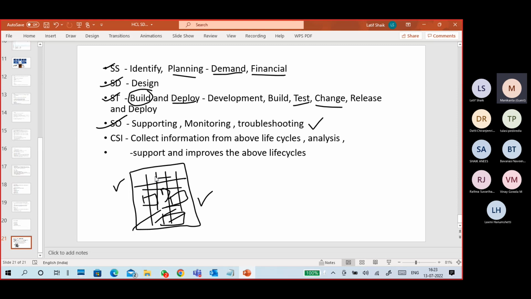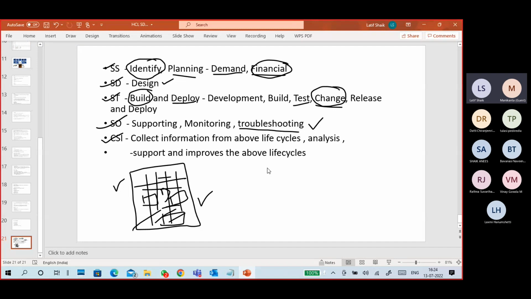Like this. Continual service improvement. The fifth one is continual service improvement. So while I'm identifying and planning for a business, and also checking the financial situation, how efficiently it is used, whether it's a profit or loss, take the information from it. Take the information from design, changes, how many times we need to change. We'll look at deployment-related issues, troubleshooting issues.